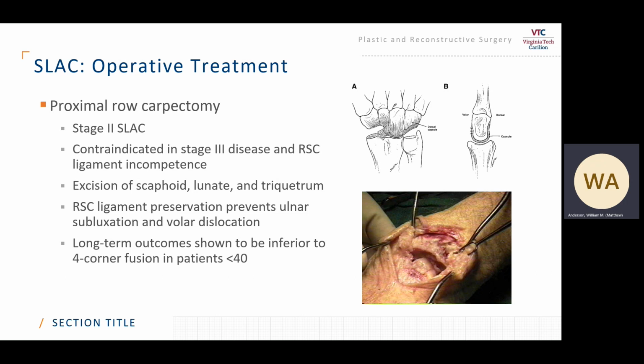Proximal row carpectomy is an option for stage 2 SLAC. It is contraindicated in stage 3 disease and in incompetence of the RSC ligament. This is because the RSC ligament prevents ulnar subluxation and volar dislocation of the carpus following the procedure. The procedure involves excision of the scaphoid, lunate, and triquetrum, and notably, long-term outcomes for PRC have actually been shown to be inferior to four-corner fusion in heavy laborers and in patients under 40 years of age.